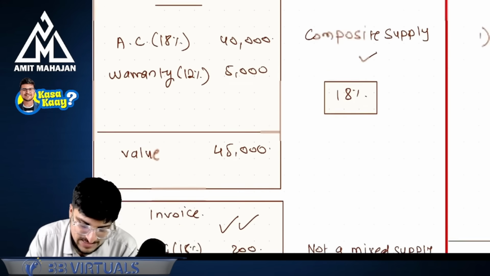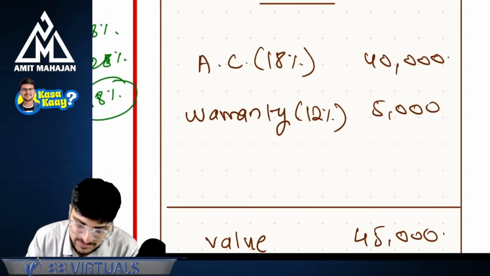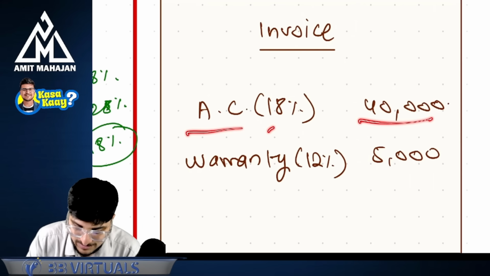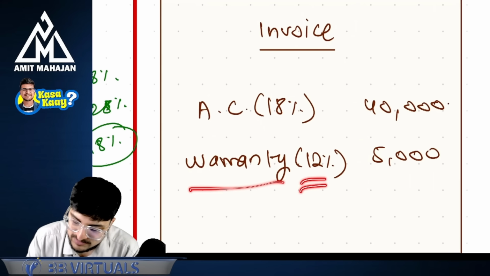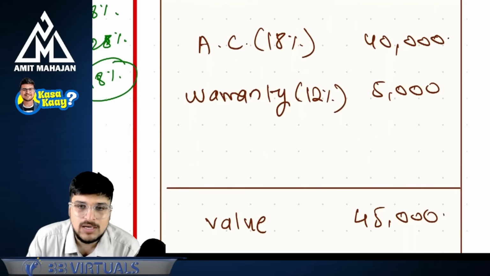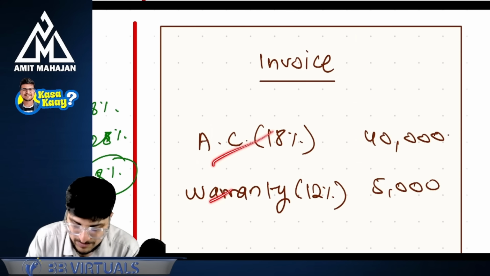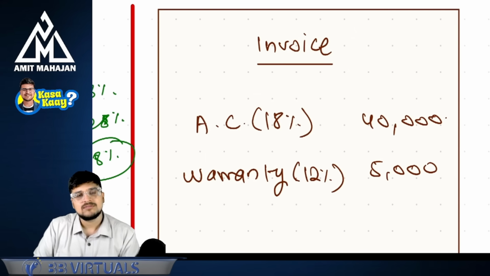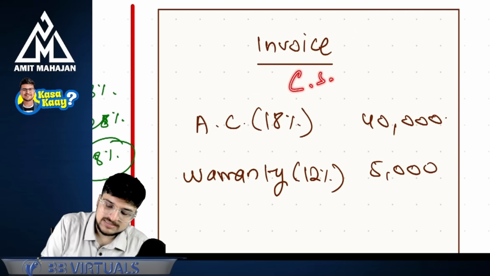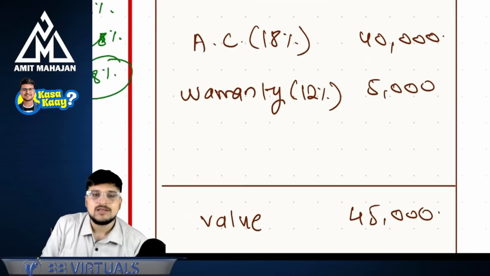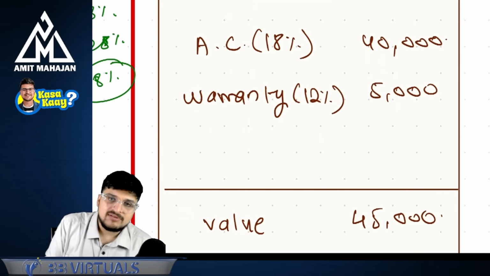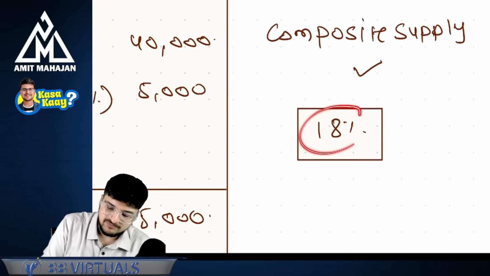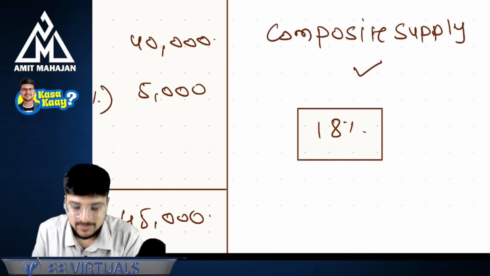Okay. Understood? Let's take one example. Which supply is this? I know you saw this, but still. AC 40,000, rate is 18%. Warranty 12%, 5,000. Total amount charged 45,000. Can I say two or more supplies are made in conjunction with each other, which are naturally bundled? Then in that case, it is called composite supply. In case of composite supply, the tax rate of the principal supply will be applicable, and the principal supply is AC, which is 18%. So on 45,000, 18% will be applicable. This is called composite supply.